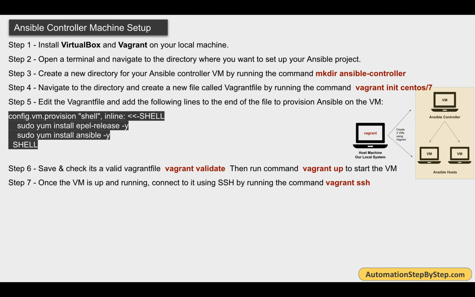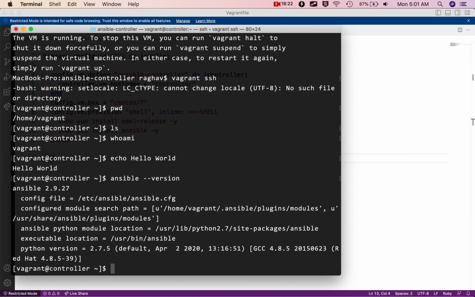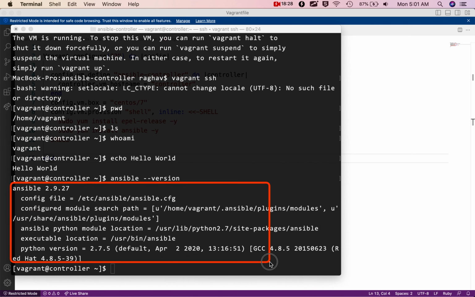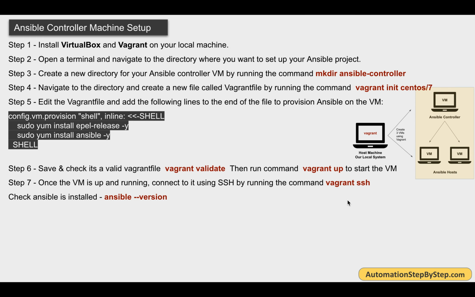Now I can also check if Ansible is installed on this system by checking ansible --version. So I will say ansible --version, and if you get something like this, the Ansible version and all these details, that means Ansible is installed. So that means our Ansible is installed properly on this virtual machine that we are going to make a controller machine.